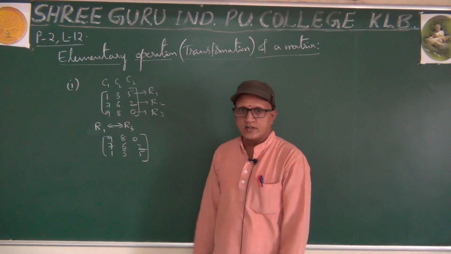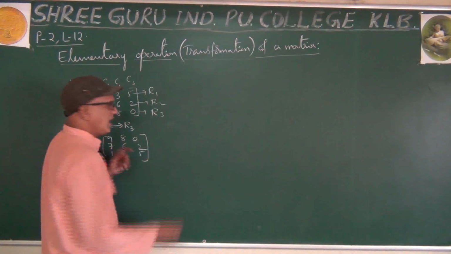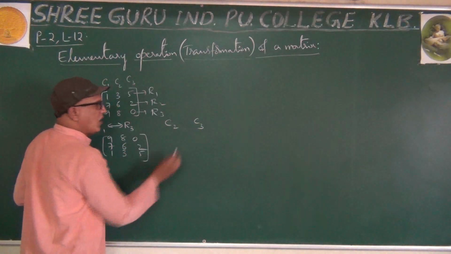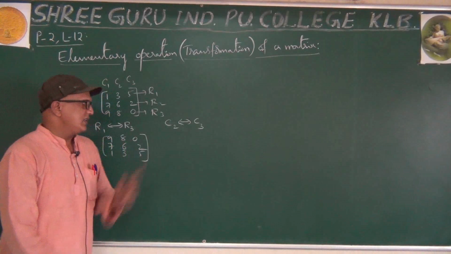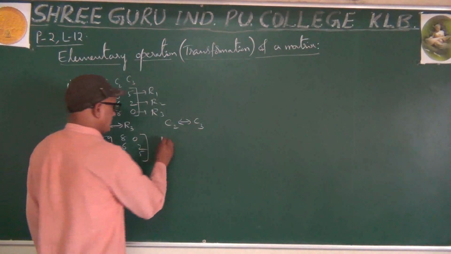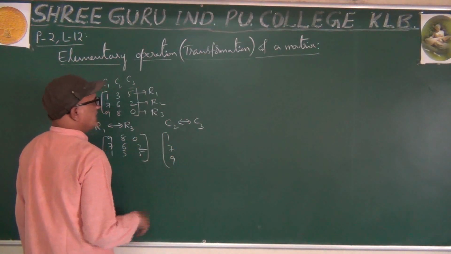So, this is correct. Next, how to change the columns? Same as this. I want to change the second column and third column. This is the way to write. The first column stays as it is, 1, 7, 9.